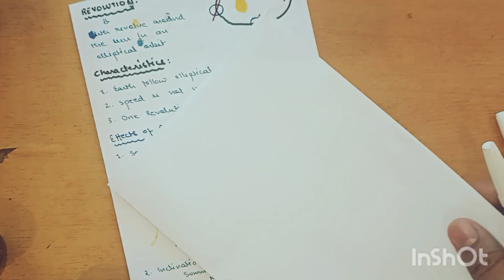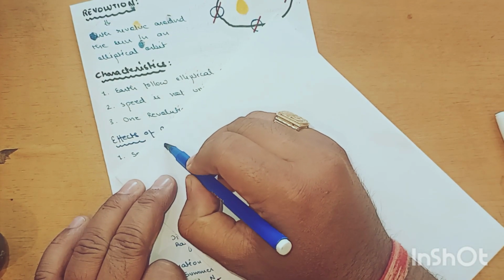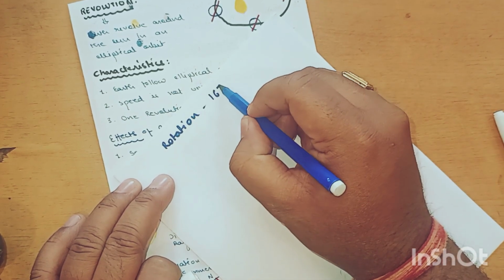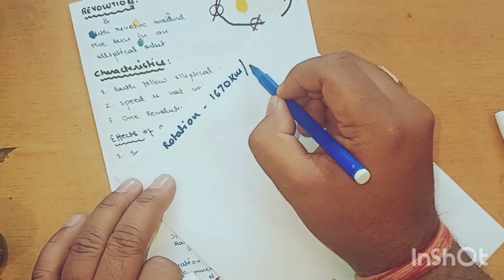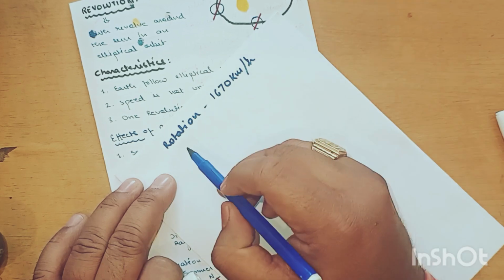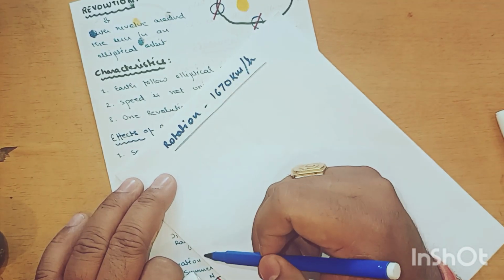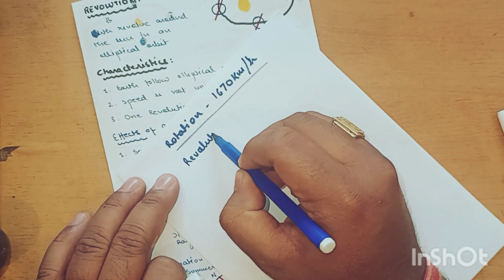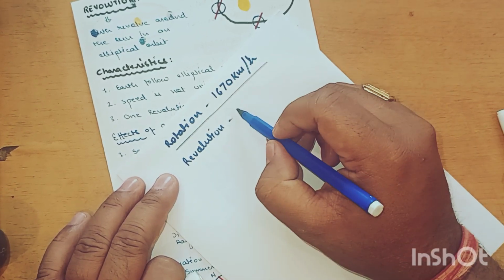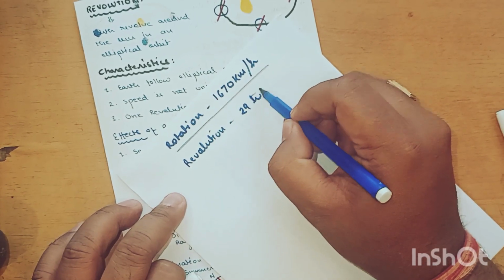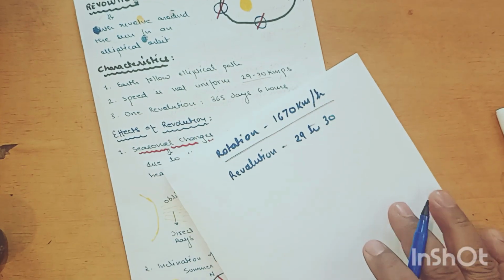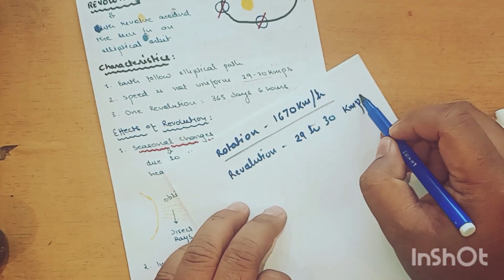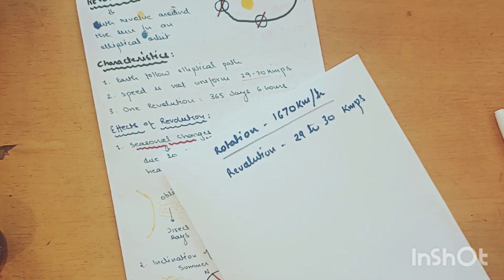Remember this thing. In rotation we understood the speed was 1670 kilometers per hour. This is the rotational speed of the earth. While if we talk about the revolutionary speed, it is 29 to 30, depending upon the position of the earth with respect to the sun. I'll tell you why. It is not fixed. It is not uniform. Why is it not uniform?